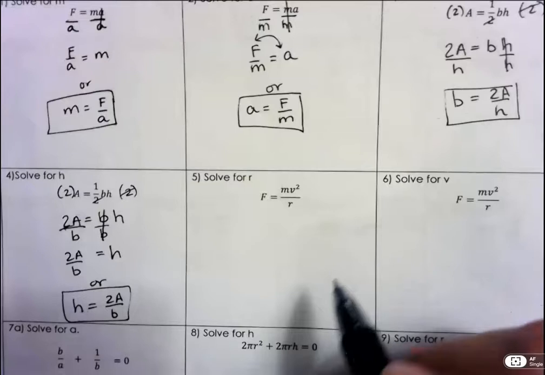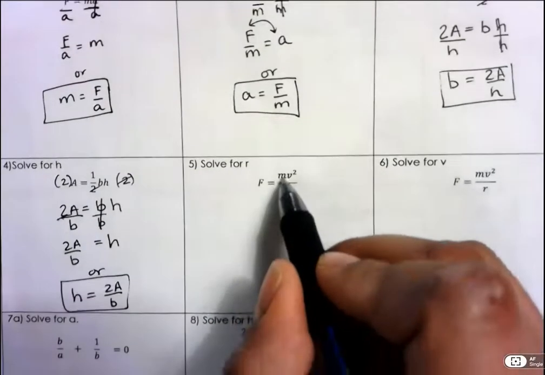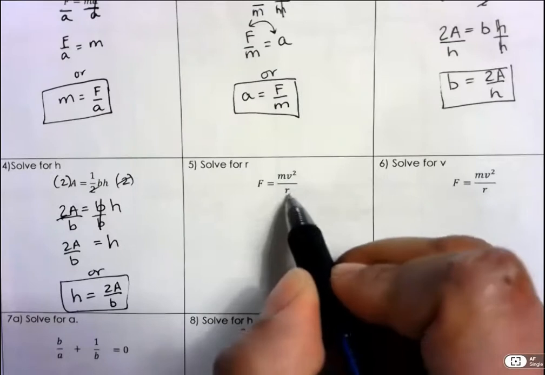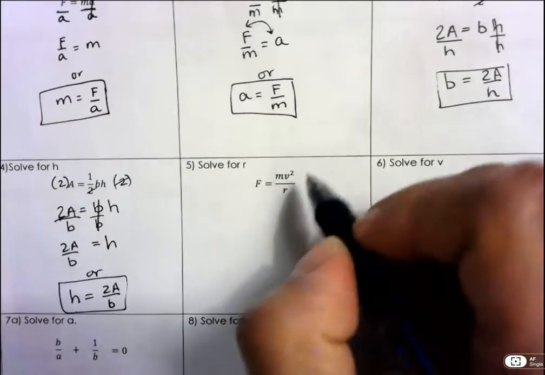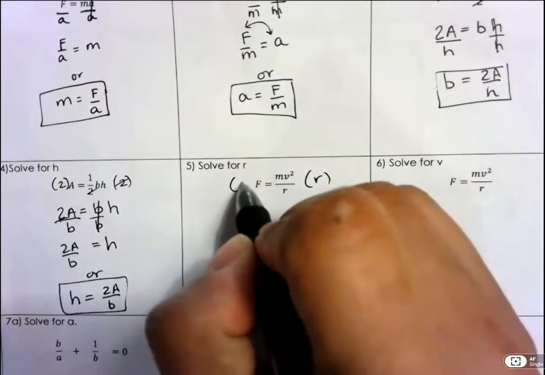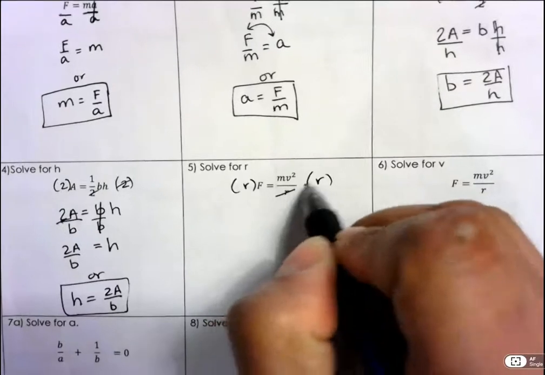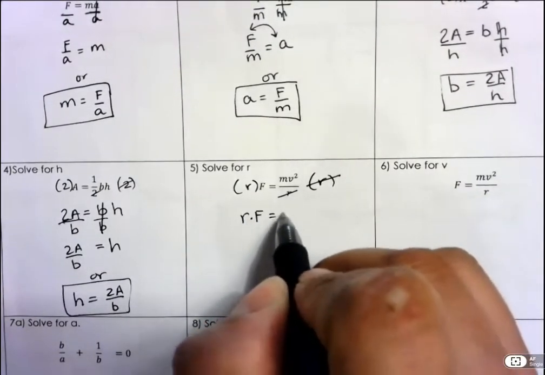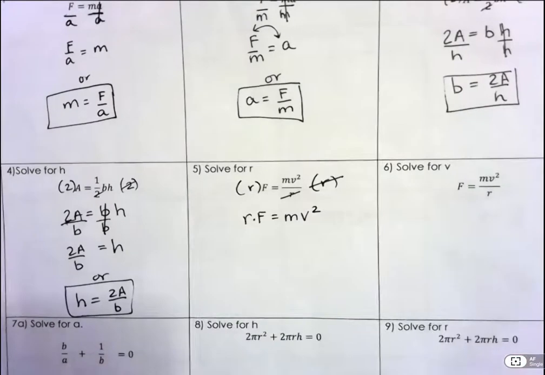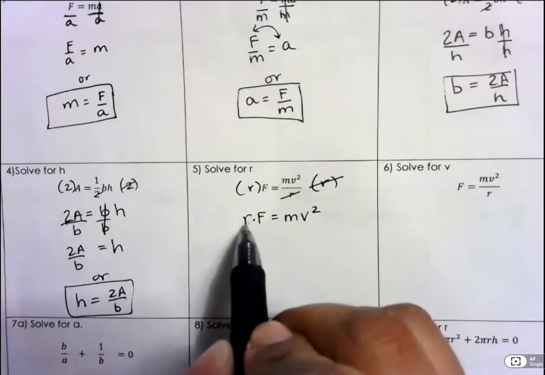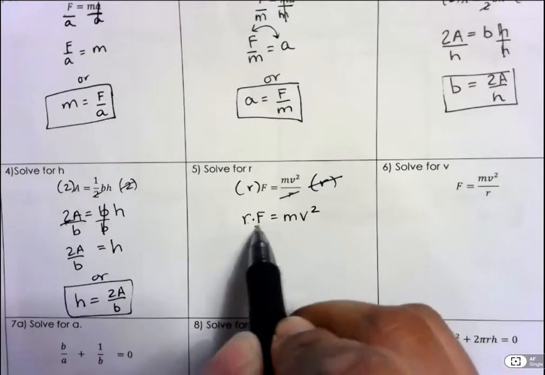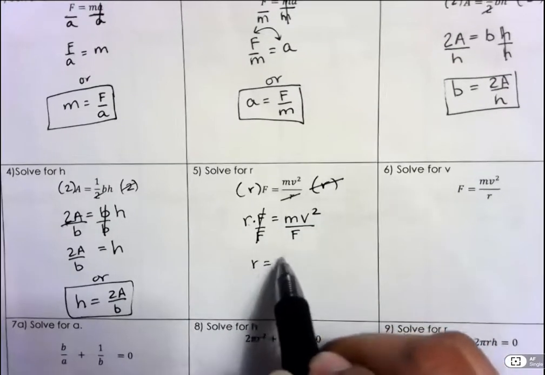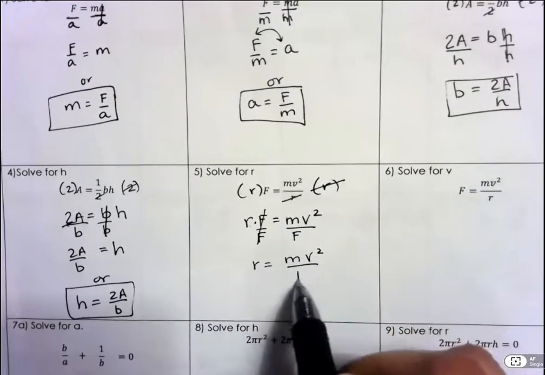Alright, in this one we have that the force equals mv squared over r, and we want to solve for r. You see that r is in the denominator, so we're going to multiply both sides by r. It cancels here, so you have that rF equals mv squared. You're looking for r, so you want to leave r by itself. That means you have to get rid of the F. So you divide it out, and you have that r equals mv squared over F.